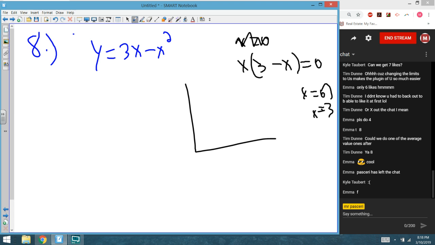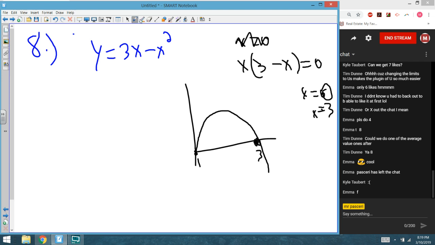So x equals 0 is a root and x equals 3, so we know that there's a root here and there's a root here at 3. We know it's an upside down parabola, so it's probably going to look something like this, and we'll make that 3 and this 0.